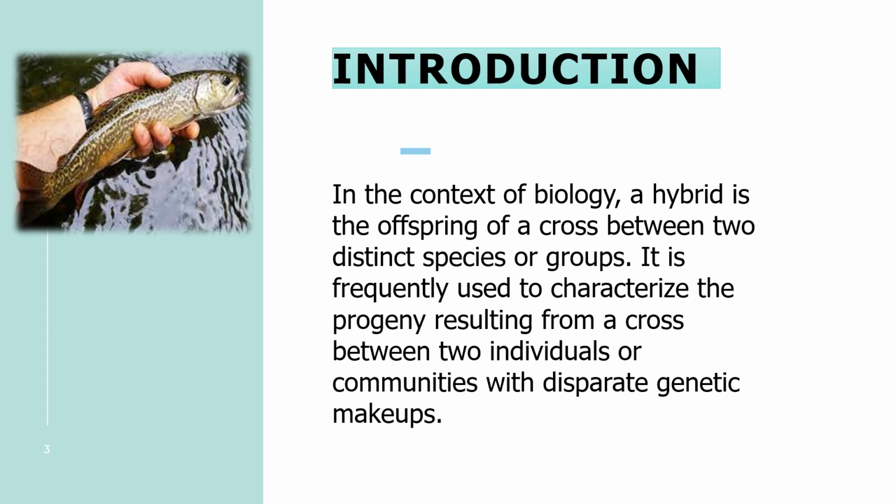For the introduction, in the biology context, a hybrid is an offspring of a cross between two distinct species or groups. It is frequently used to characterize progeny resulting from a cross between two individuals or communities with disparate genetic mix-up.